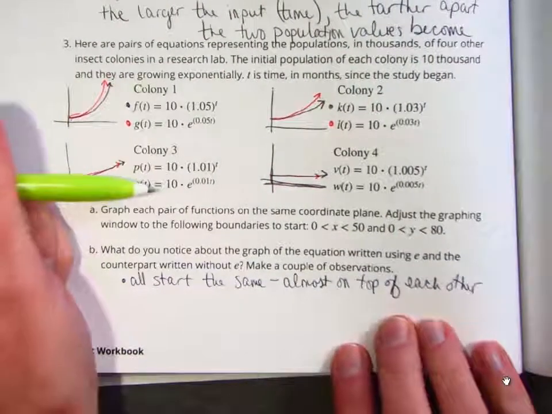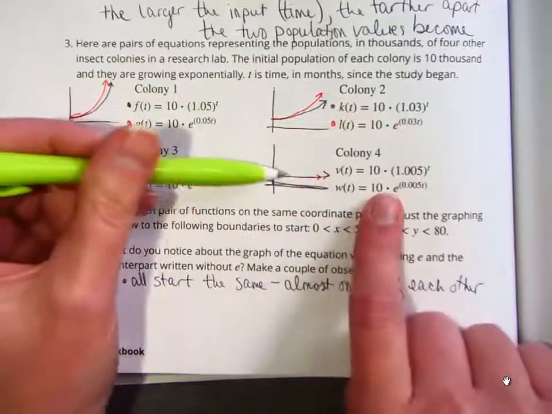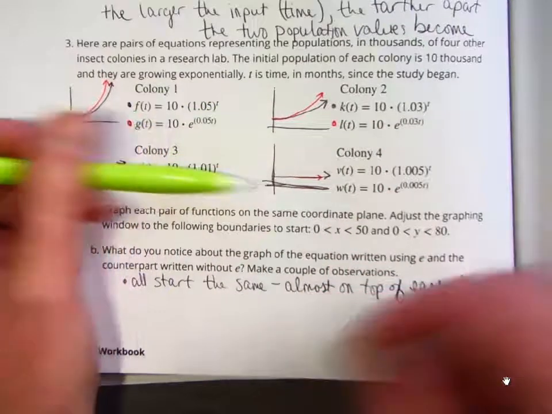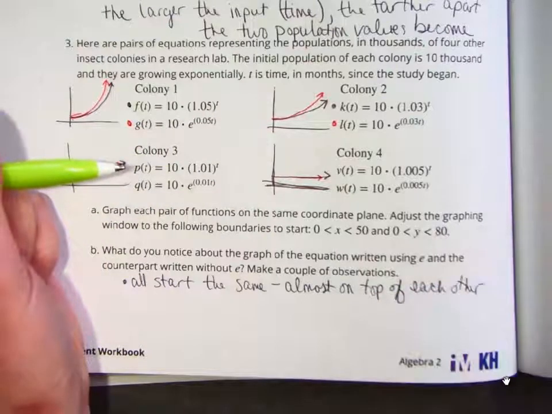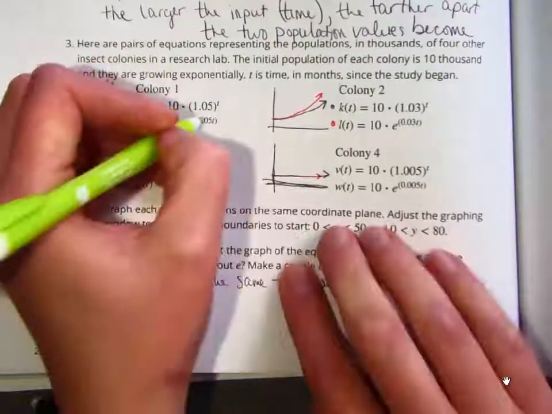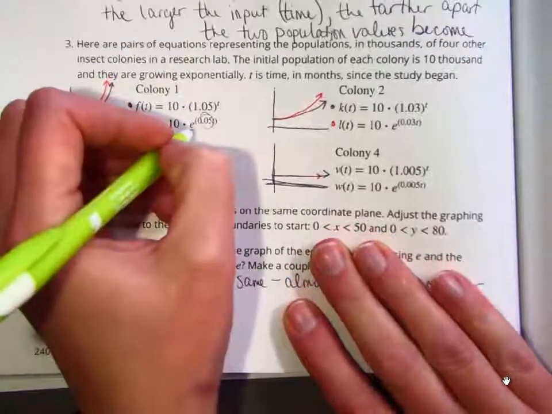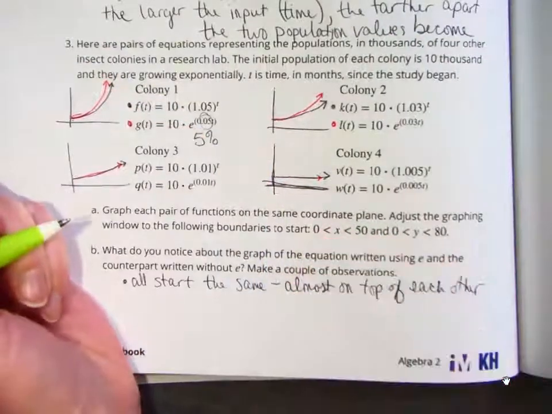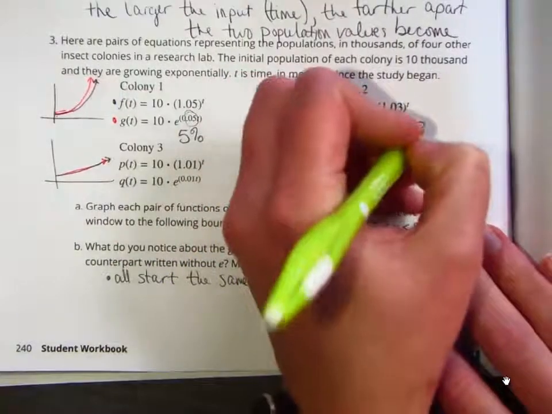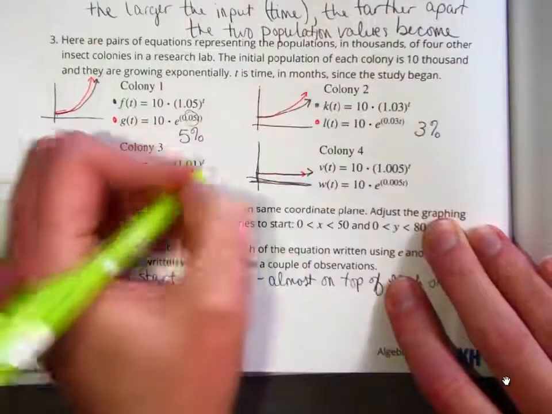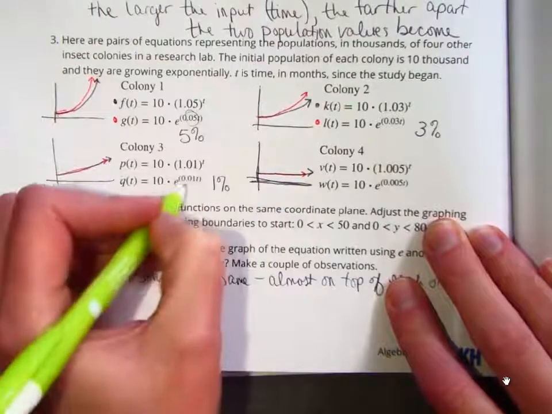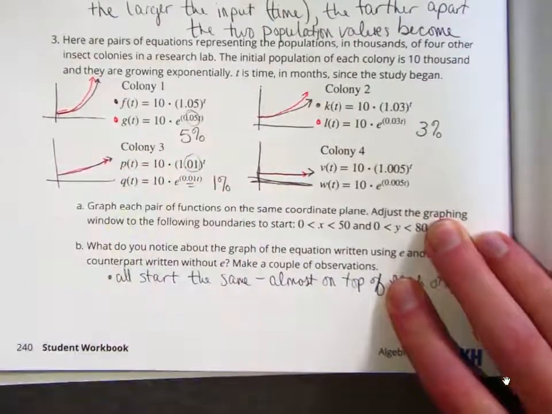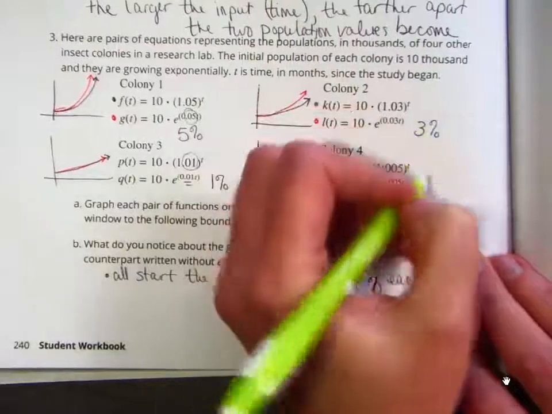And something that I started to notice is that the farther along we went in the colonies, the more they stayed on top of each other. So the thing that I noticed that changes between these, this one is looking like it's adding a 5% to it, so that's a rate of 5% that it's adding. This one's adding 3%. This one's adding 1%. I'm getting this right here from the rate that we have in both cases. And this one's adding just 0.5%.